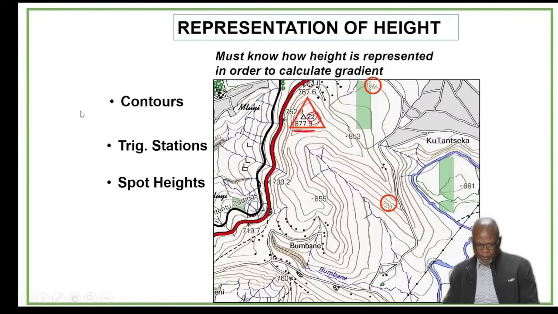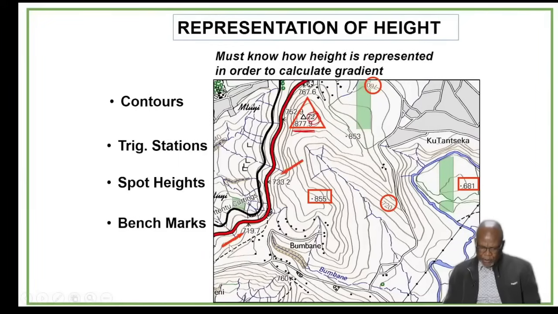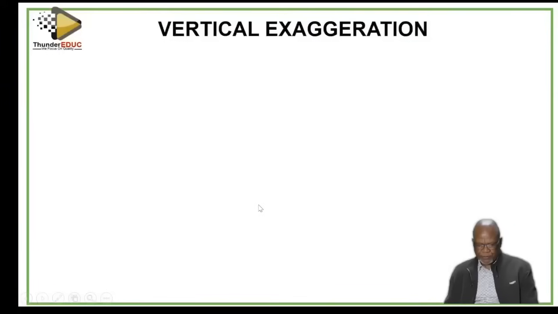Height on the map can also be represented using spot heights. So this is your spot height. It's a dot and a number, so we call that a spot height. And then we can also use a benchmark to represent height on the map. So this is a benchmark. You will usually find benchmarks on the sides of the roads.